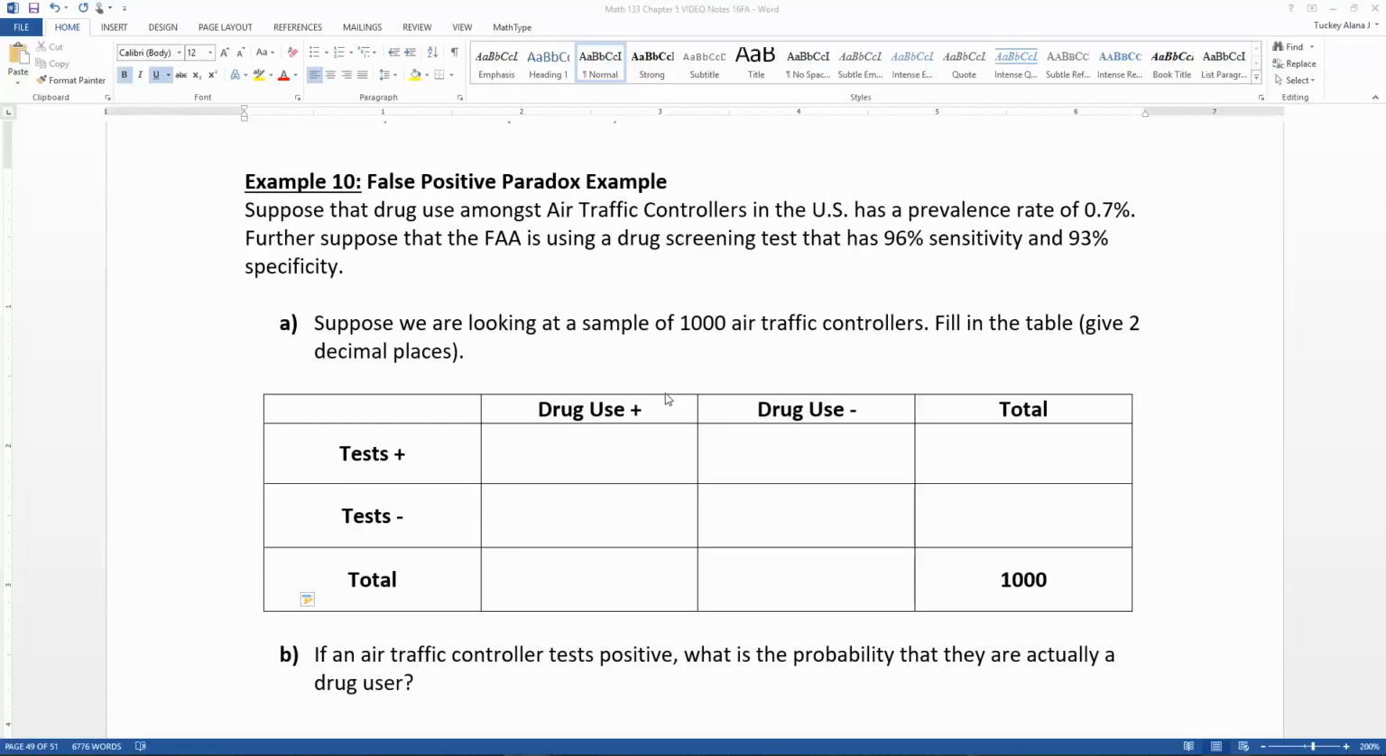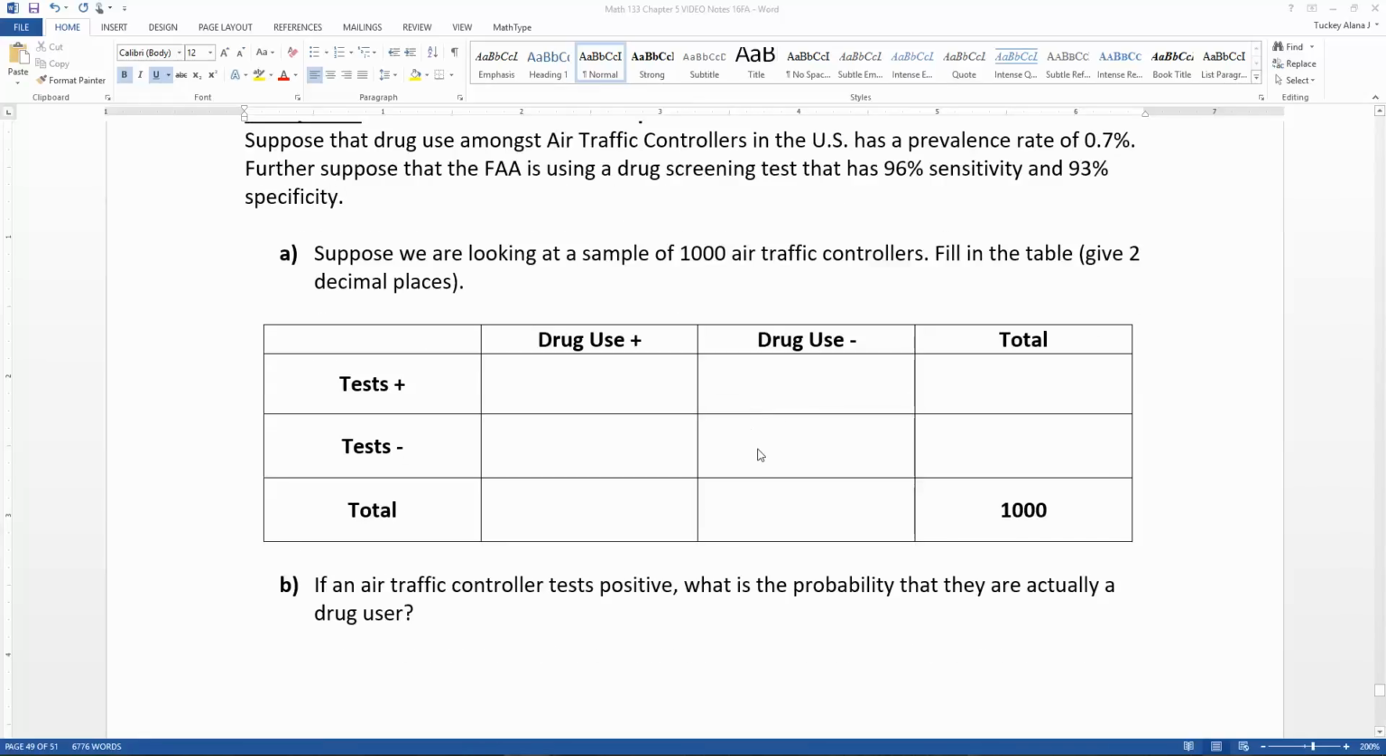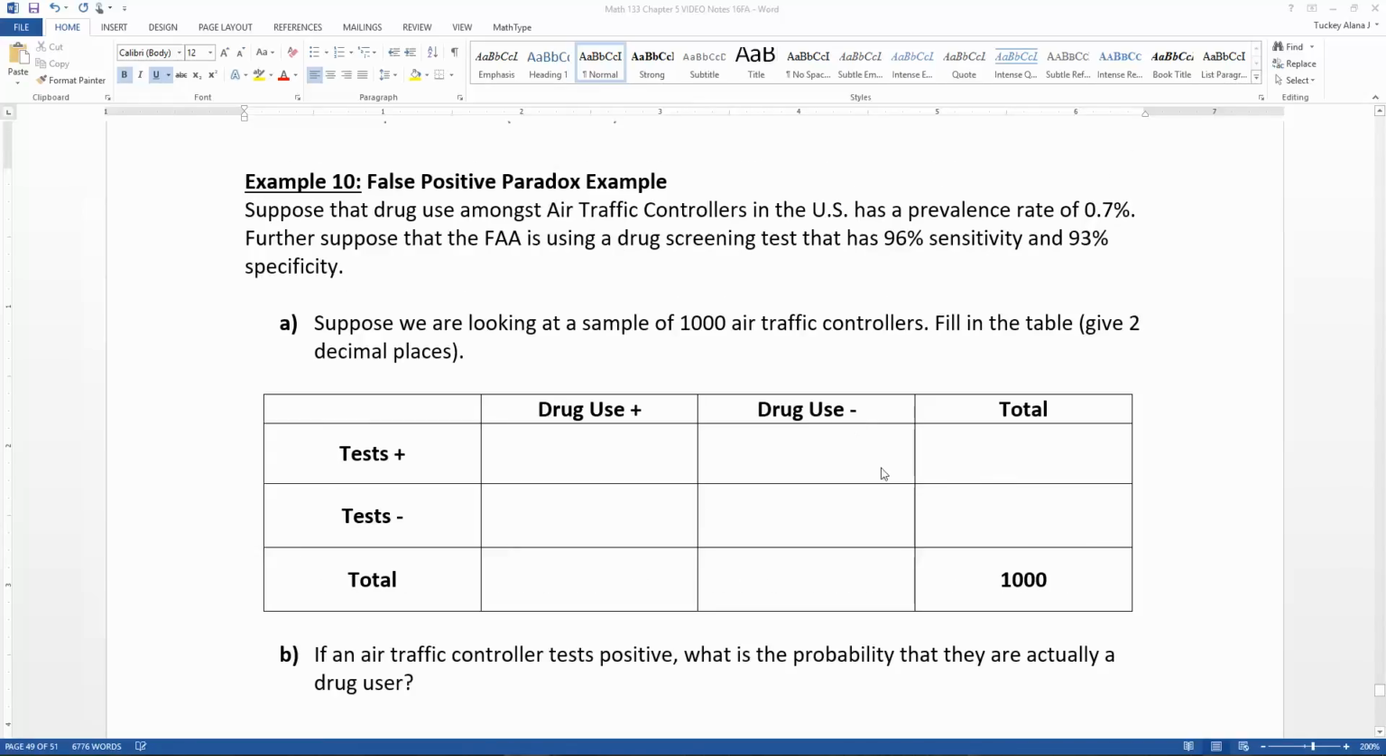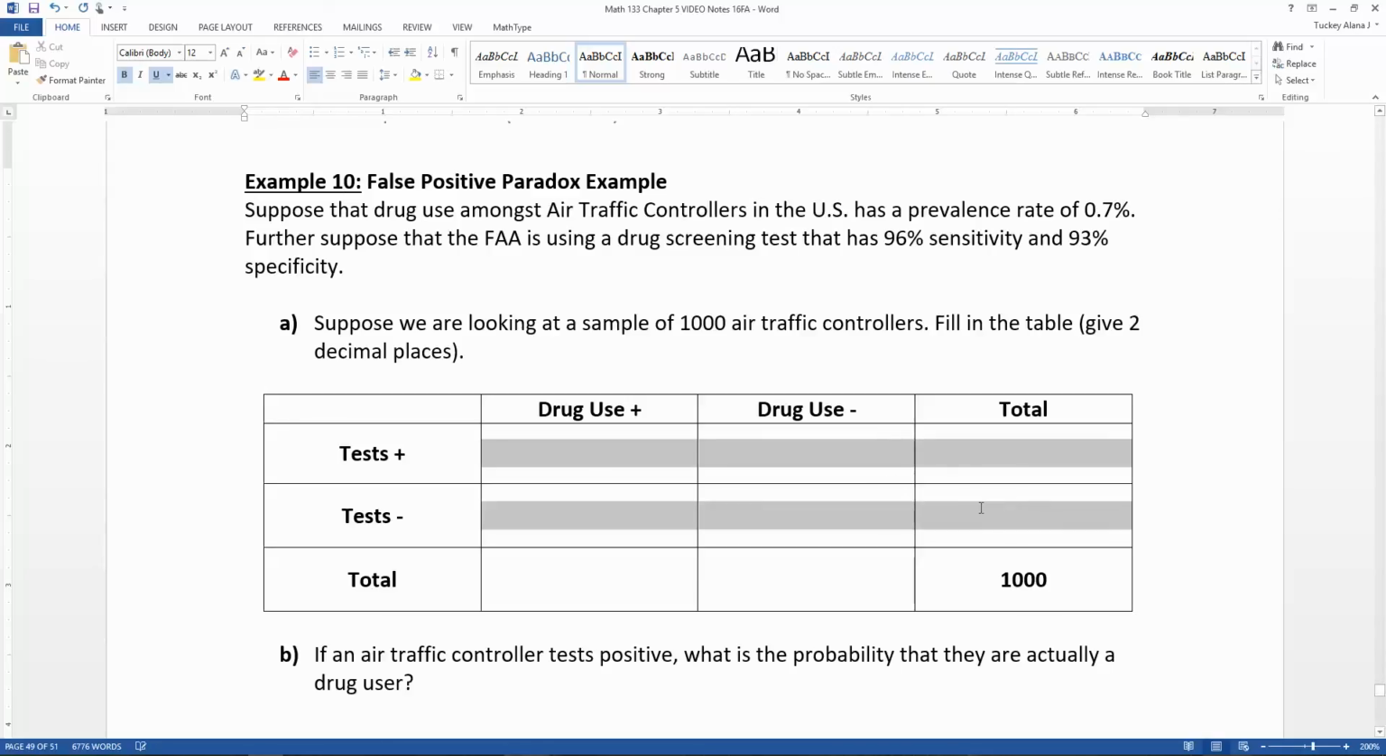Right? And further suppose that the FAA is using a drug screening test that has a 96% sensitivity and 93% specificity. Okay, so we're going to look at a sample of 1,000 air traffic controllers. We're going to fill in this table. All right, well, let's think here. We know that this particular test has a 96% sensitivity and 93% specificity, so that's great. That's how we're going to help figure out our test rates here.